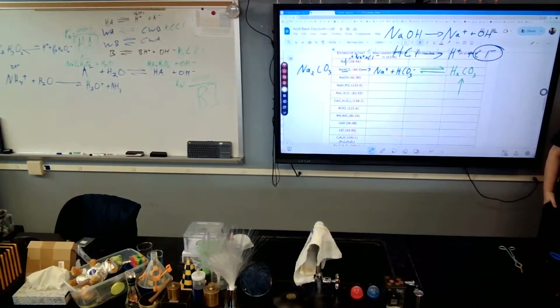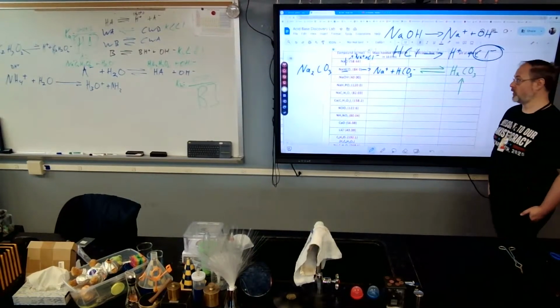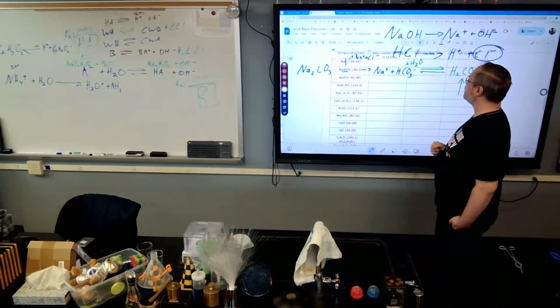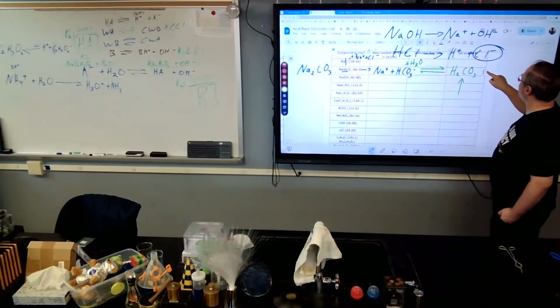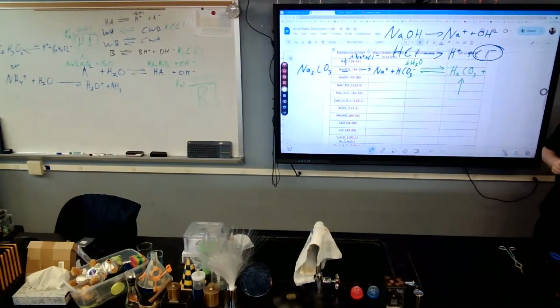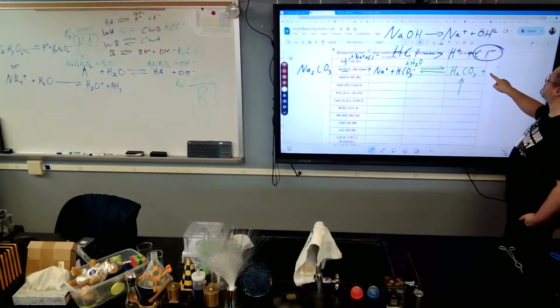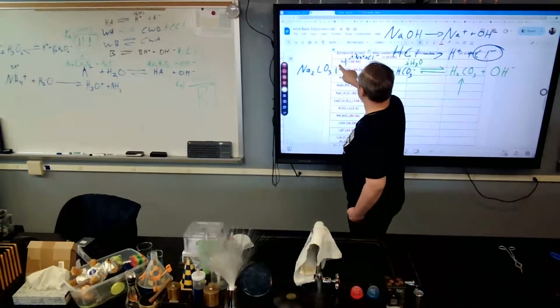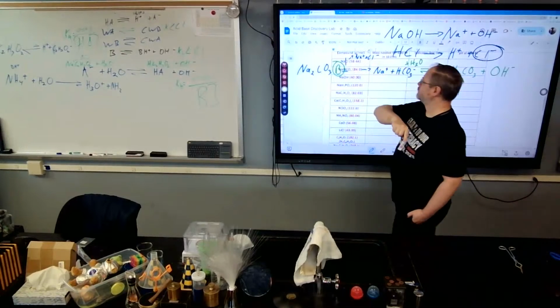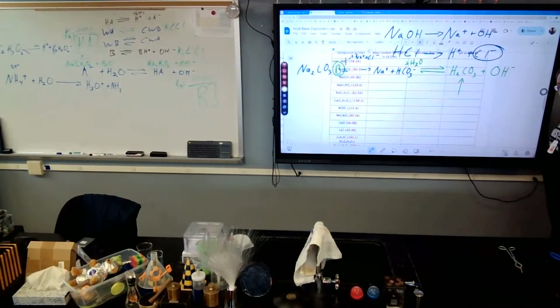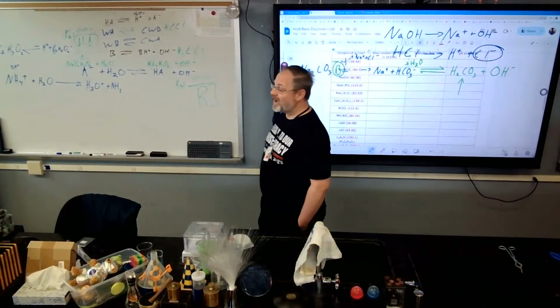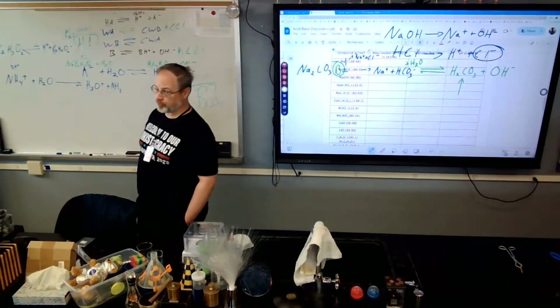But where did that proton come from? From water. You put it in water, it's going to take that proton, and if water loses a proton, what's left behind? OH. This one is a base. It is a base because it is the conjugate of the weak acid H2CO3.